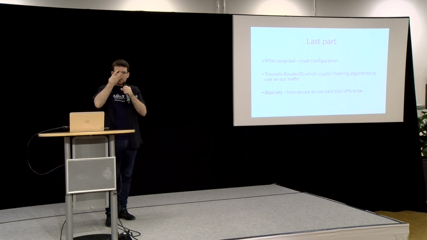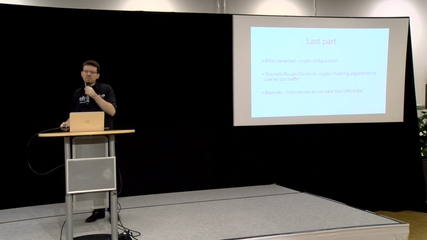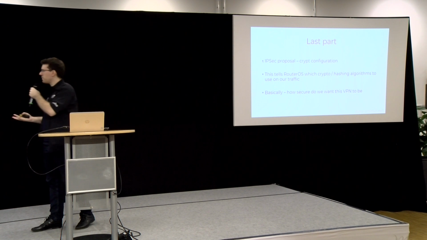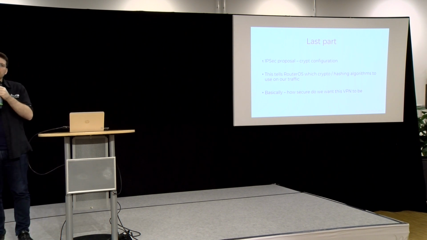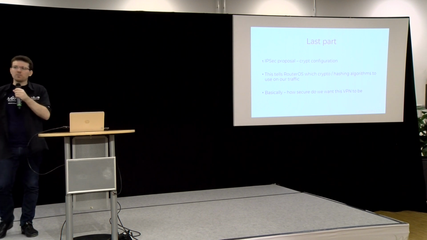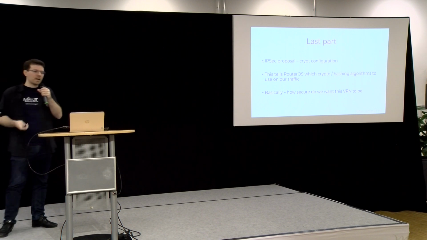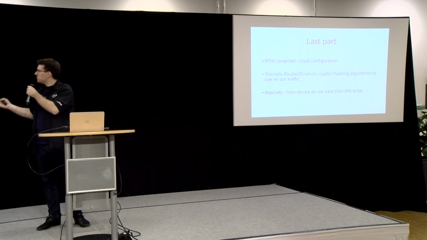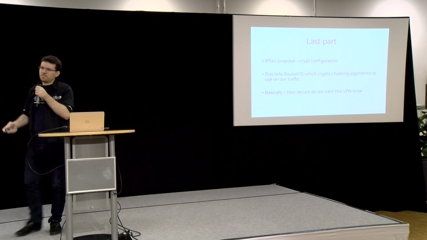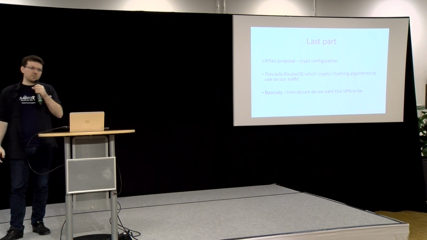All right, so the last part that we need to talk about is an IPsec proposal. Again, this is part of IPsec phase 2. An IPsec proposal is basically our cryptography configuration, our crypto config, how to encrypt the traffic. So this tells our router how to encrypt, what encryption and hashing algorithms to use on our traffic. So yeah, basically, how secure do we want this VPN to be? That's what the proposal is responsible for.